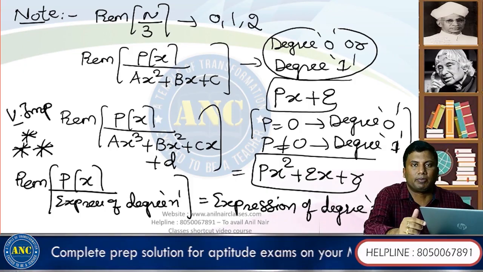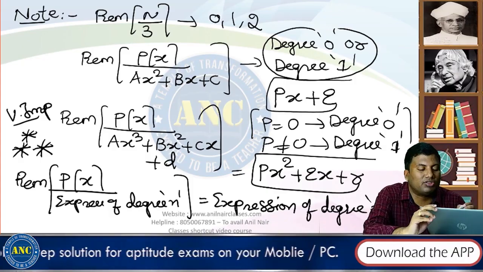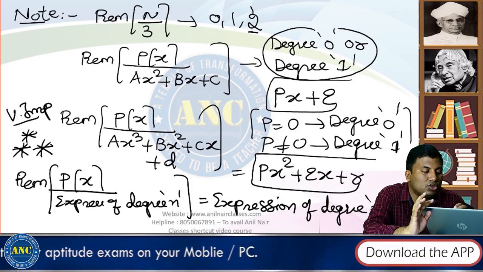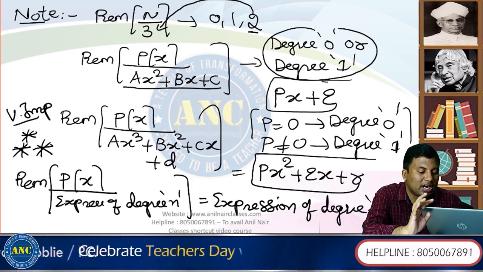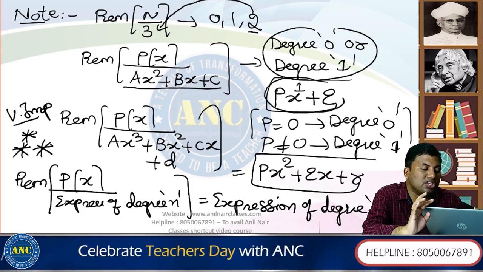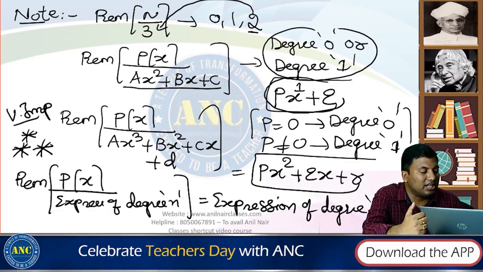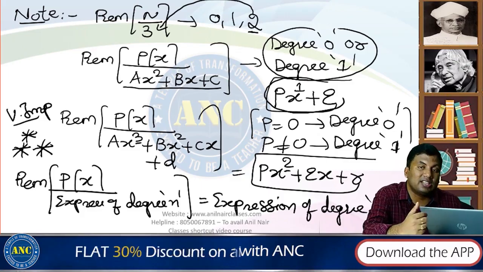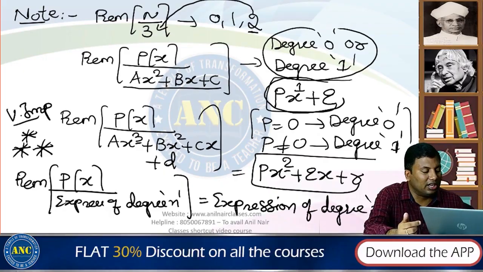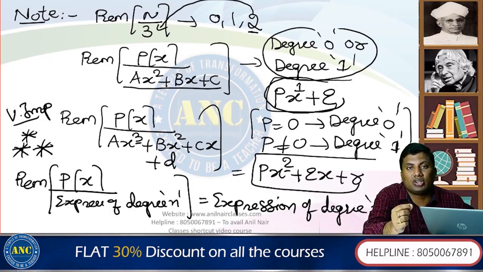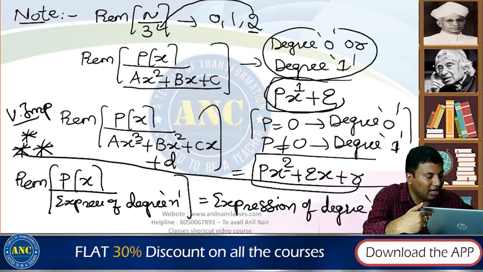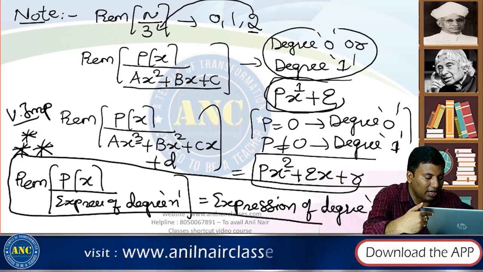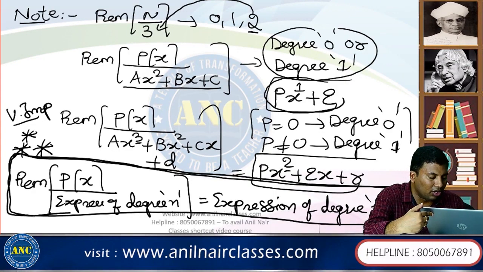Very important concept. When you divide a number by 3, the highest possible remainder is 2, which is 1 less than the denominator. When I divide by degree 2, the highest possible remainder is degree 1, which is 1 less than degree 2. When a polynomial is divided by degree 3, the highest possible is degree 2, which is 1 less than degree 3. When I divide a polynomial expression by an expression of degree n, the answer will be an expression of degree n minus 1. Please make a note of it.